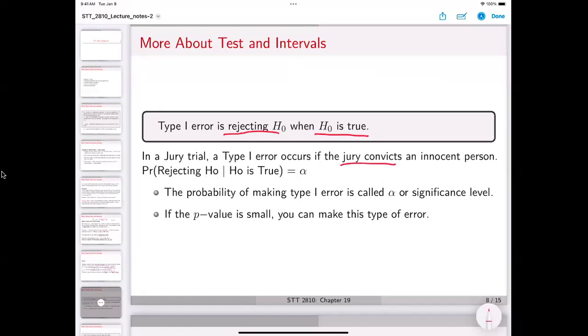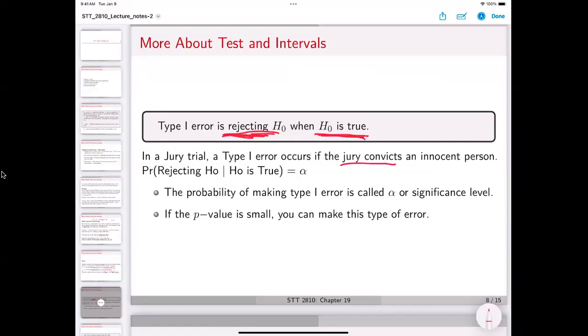If the jury convicts an innocent person, the jury found out that the person in question is guilty, whilst in reality, the person is not guilty. Is that okay? So that is type 1 error. The key thing you have to understand is you should be able to identify type 1 error occurs only when you reject the null hypothesis when in reality it is what? True. Take note of that.